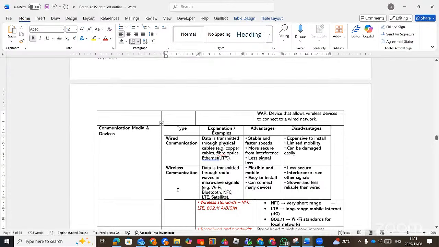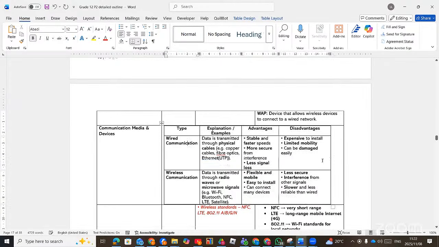But the wireless ones are transmitted through radio waves or microwaves, like Wi-Fi, Bluetooth, NFC, LTE, and then satellite. These are the wireless communication medium. They are flexible and mobile, and easy to install. That's the advantage. They can connect to many devices. So if they ask you to give advantages of wireless communication, these are the advantages. They can connect to so many devices at the same time. But the disadvantages are that they are less secured, have interferences, and they are also slow. Signals can be lost also. So you need to take note of these as well.